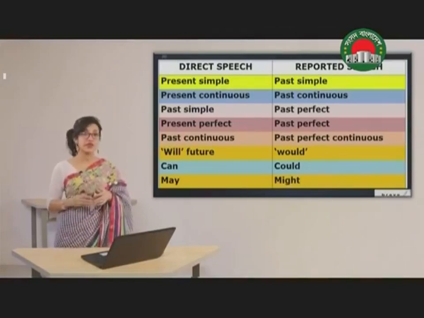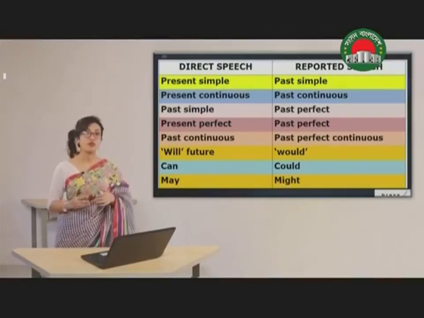In case of will, we are going to write would. In case of can, we'll write could. And in case of may, we should write might.